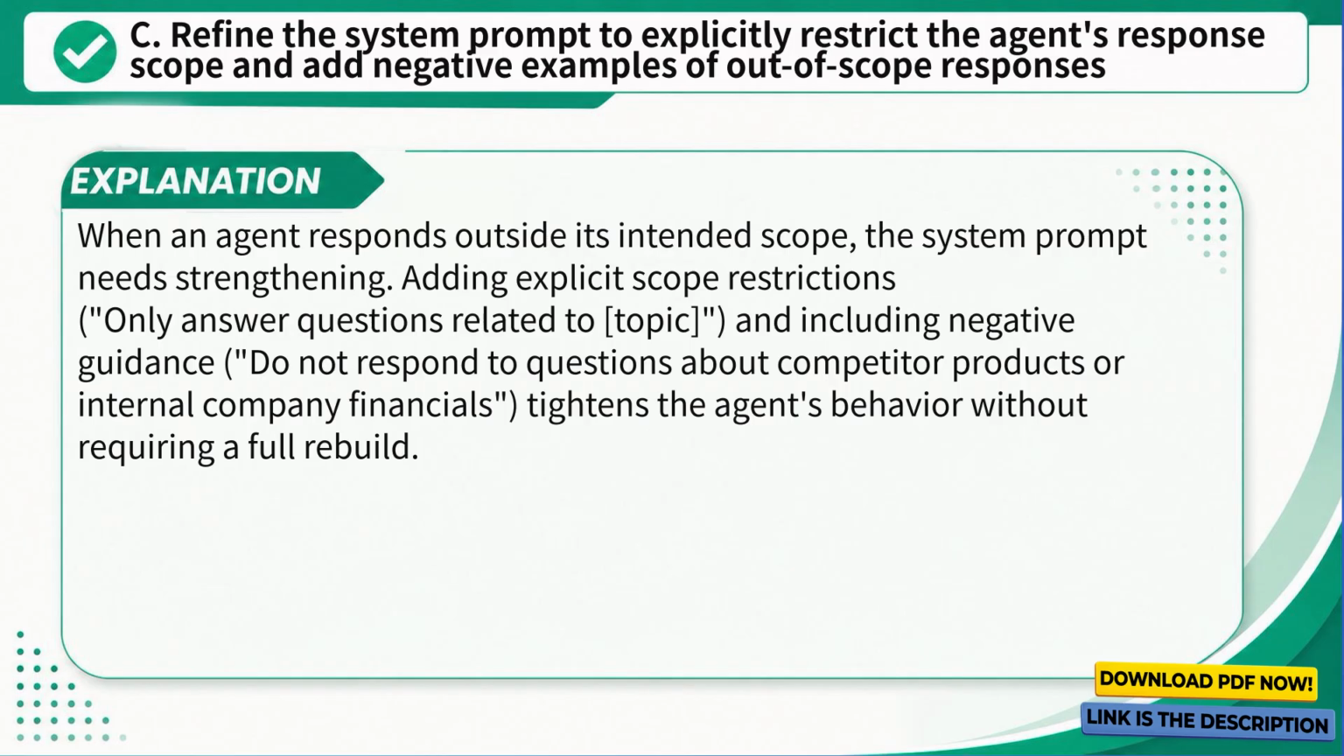Correct answer. C. Refine the system prompt to explicitly restrict the agent's response scope and add negative examples of out-of-scope responses. Explanation. When an agent responds outside its intended scope, the system prompt needs strengthening. Adding explicit scope restrictions, only answer questions related to topic, and including negative guidance.